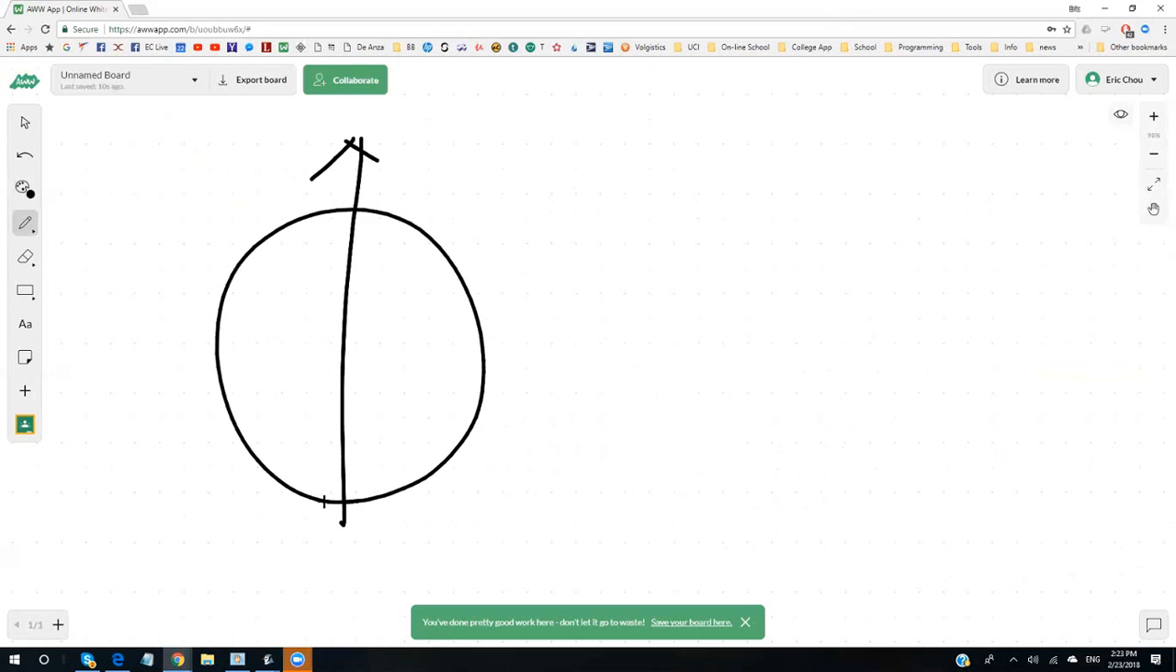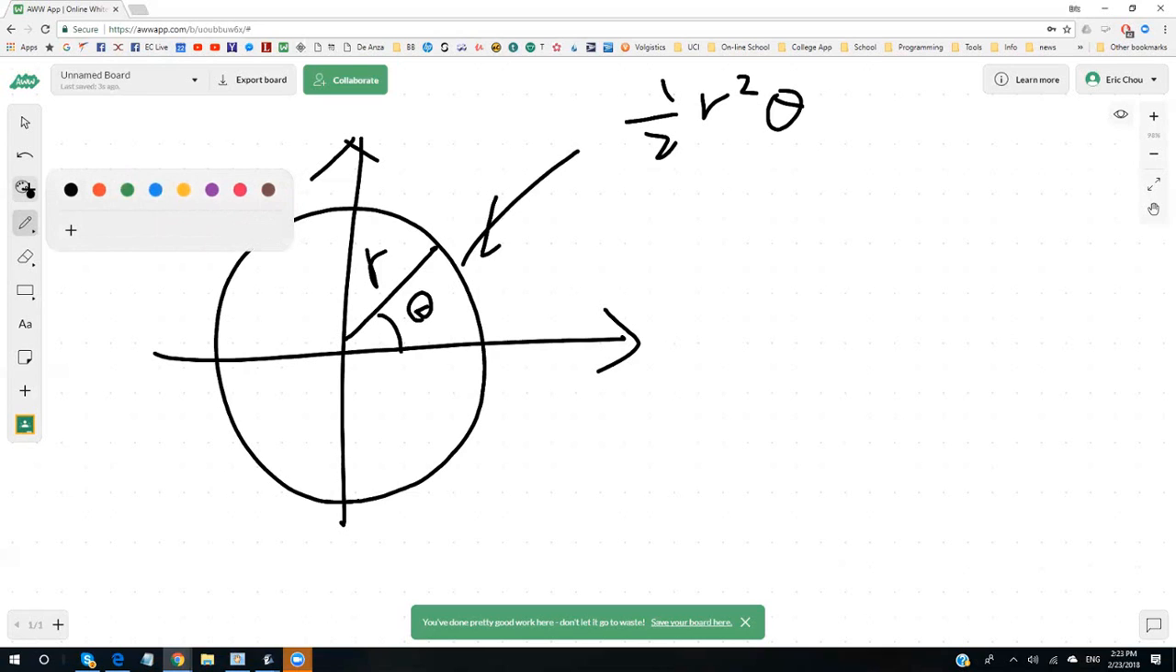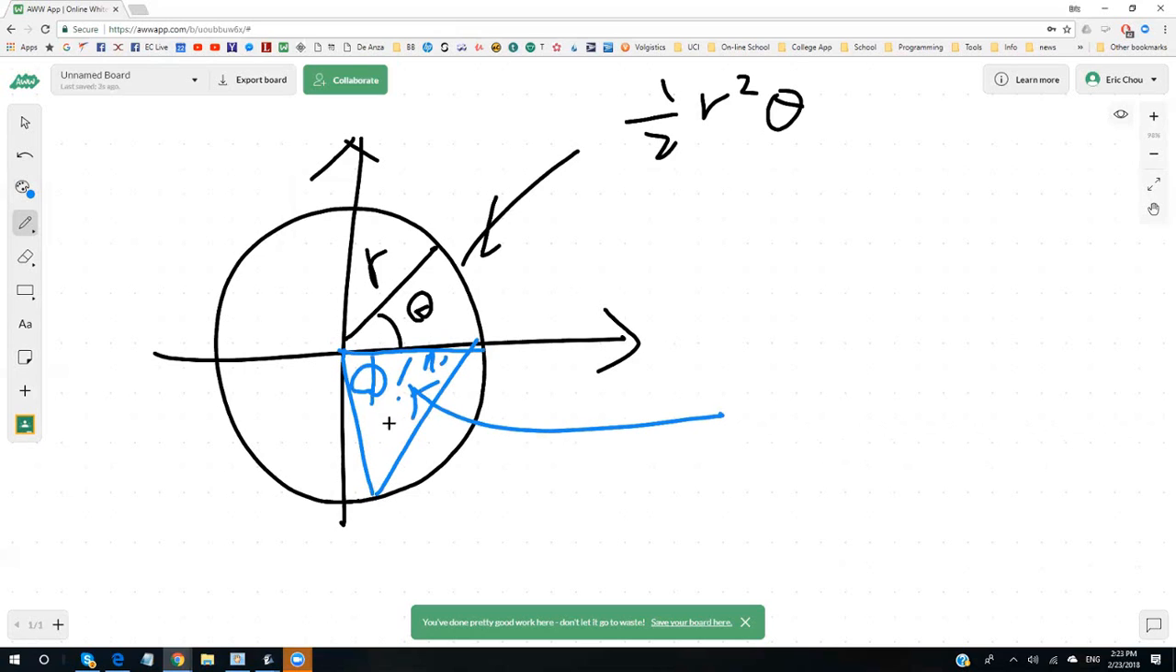I try a circle again. No matter what circle it is, the length is r. I have a theta. The area is half r squared theta, right? And right here, I have another one called phi. I'm trying to figure out the area for this triangle in blue. That area is half r squared sine phi.